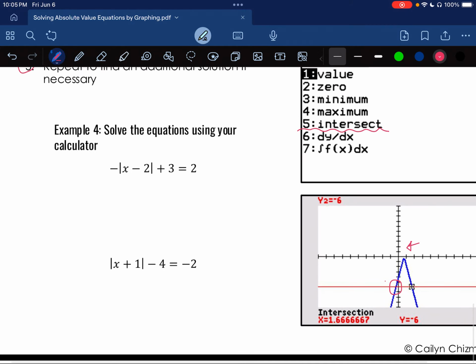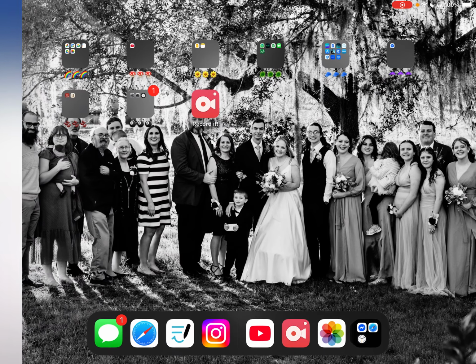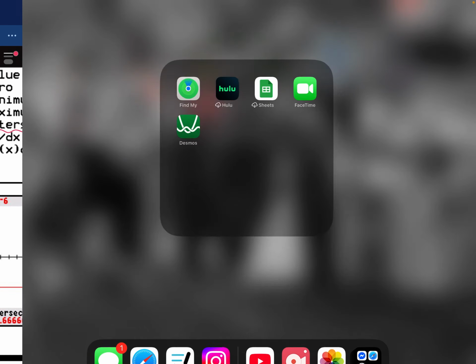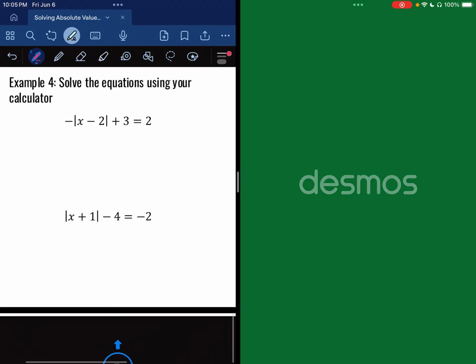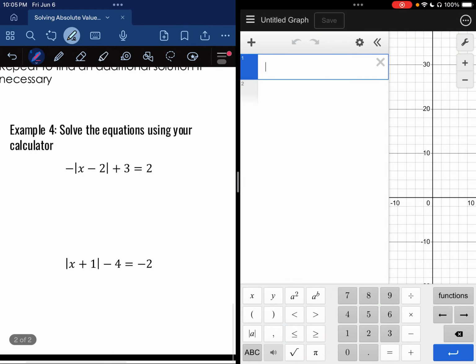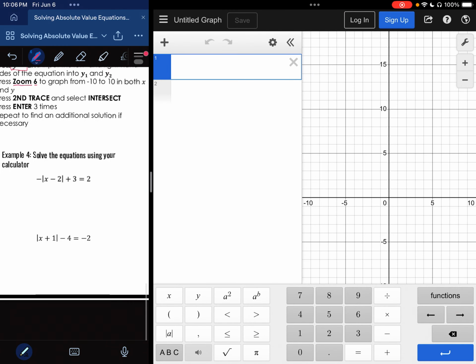So I like to also show how to complete this on Desmos. Let me pull Desmos back up here. Desmos is a little bit simpler and faster. So I'm just going to squeeze my notes here a little bit.